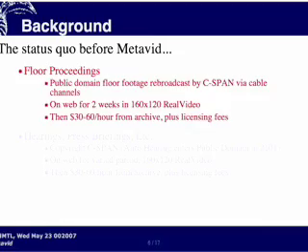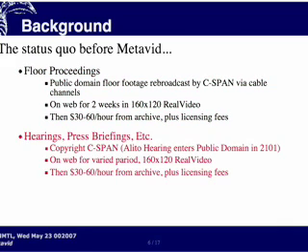So when we started looking at this process, here's how things were. They were taking the government feeds that go to the press gallery. They were rebroadcasting them. They'd put them on the web for 2 weeks in 160 by 120 pixels, that postage stamp that somebody was talking about earlier, in real video. After that point, it was $30 to $60 per hour from their archive, and they would make you sign licensing agreements. Hearings, not public domain. Copyright C-SPAN, Alito hearing enters public domain in 2101, at least their coverage of it. On web for a short period, same size, lots of money.